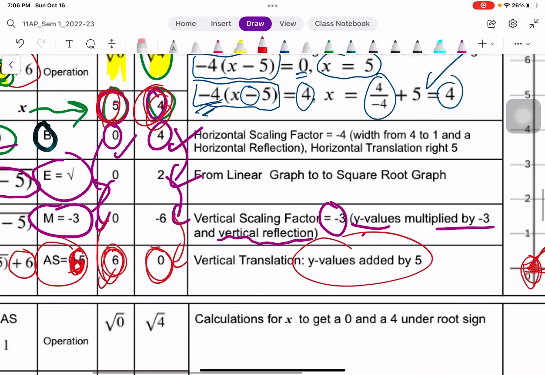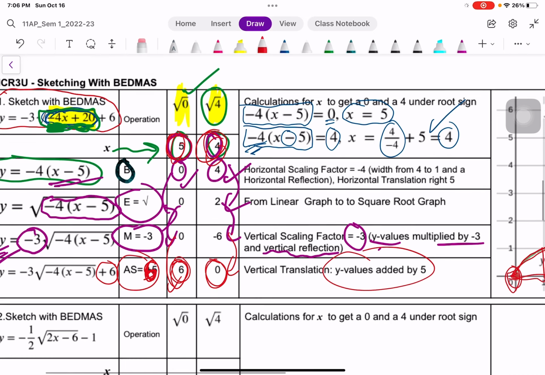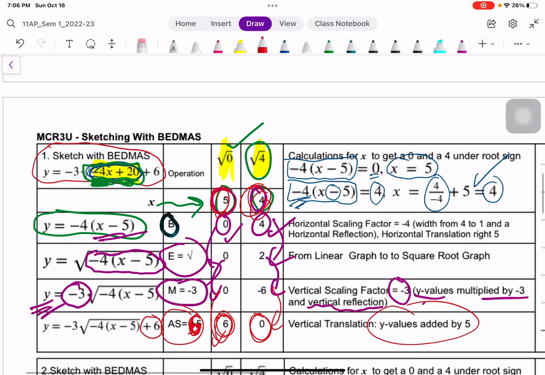All right, folks. So hopefully that helps in terms of how the calculations work and how the order of operations works. Best of luck working on the rest of these.